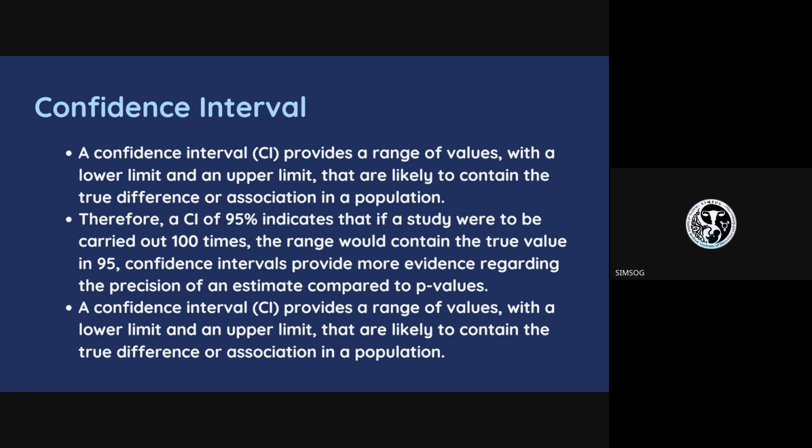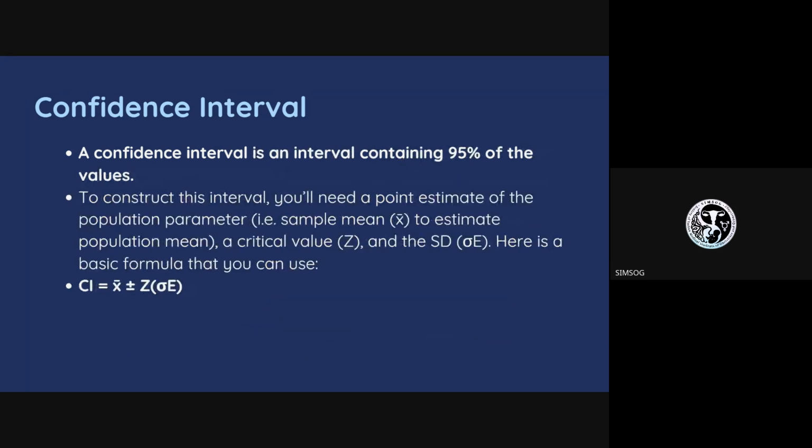So it is essentially an interval containing 95% of the values. To construct this interval, you need your mean, a critical value, and a standard deviation. Okay. Now here is a small catch.